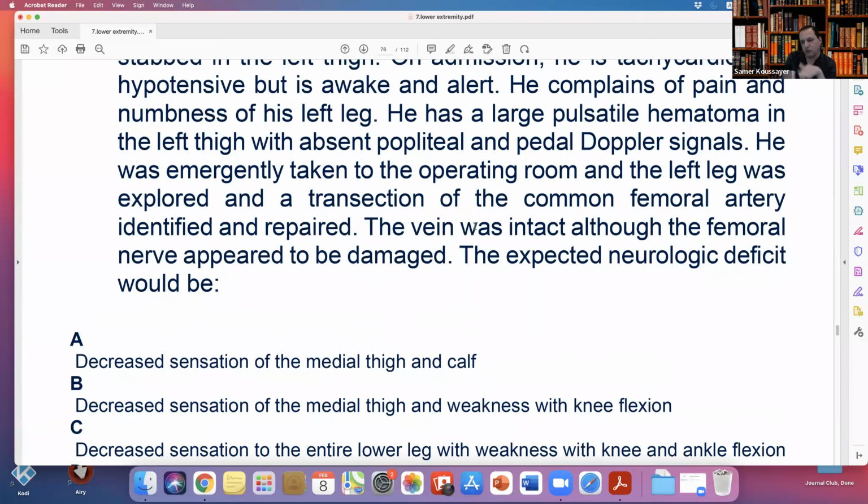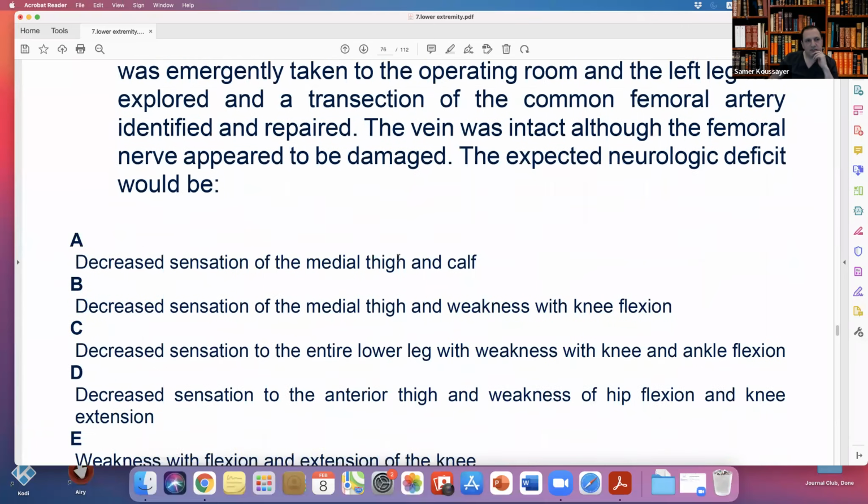The reason why, if you cut the peroneal, we see a foot drop, correct? Yes. So let's put this in your mind. This is very general. You think about the nerve without being specific about which muscle in each one. So let's see what options they give us here.